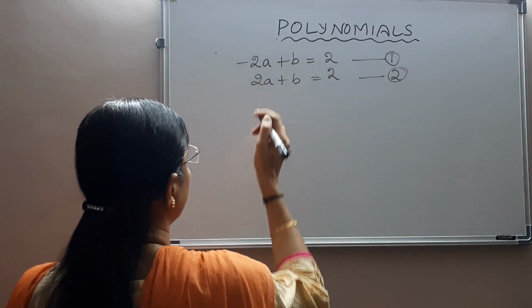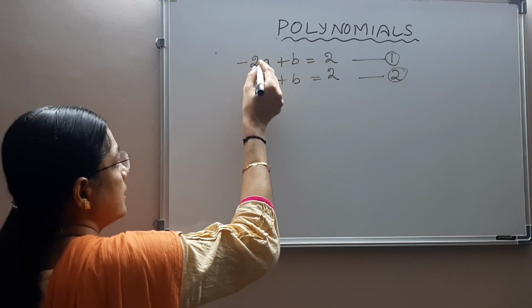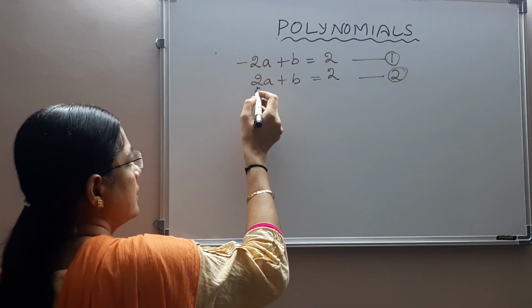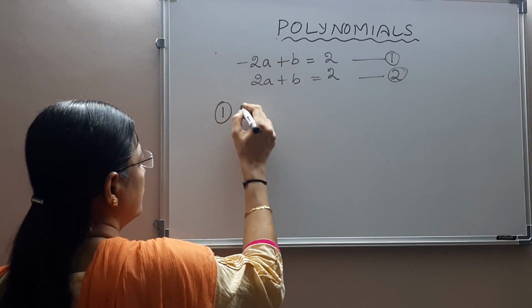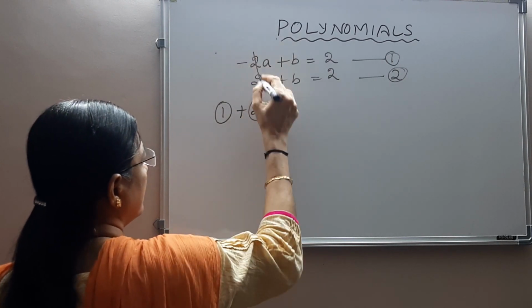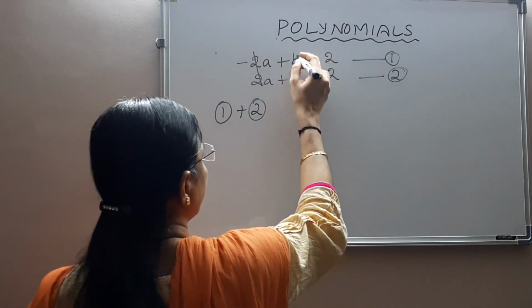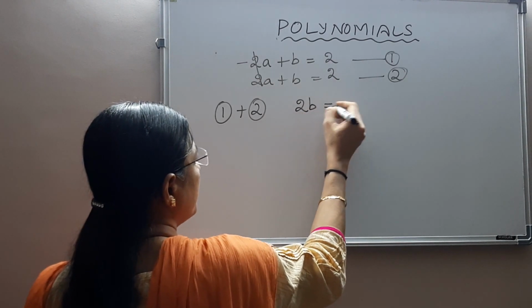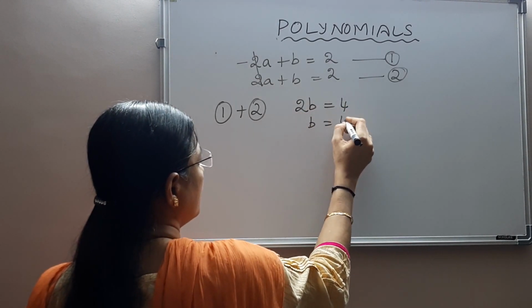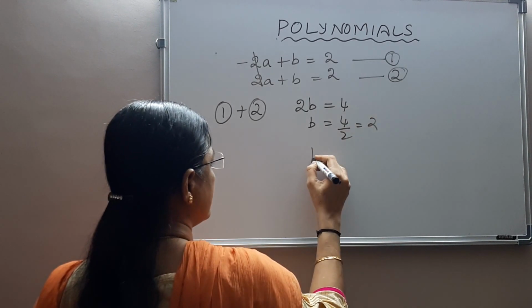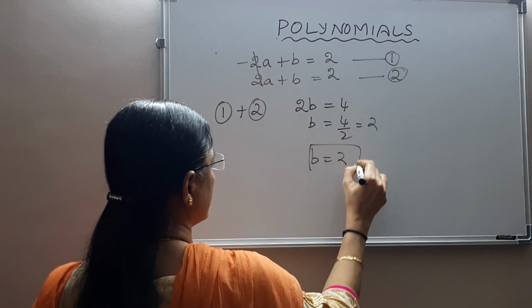Now see, readily in this equation 2a is minus and this is plus. So I can add both the equations so that one variable gets cancelled. b plus b is 2b, 2 plus 2 is 4. So b is equal to 4 by 2, that is 2. So b is equal to 2. I got one of the answers.